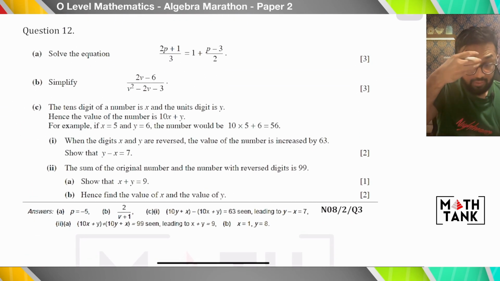Okay, the last question on this. Let's try to solve this. This has a word problem in it as well. Let's first cross multiply and try to solve this.